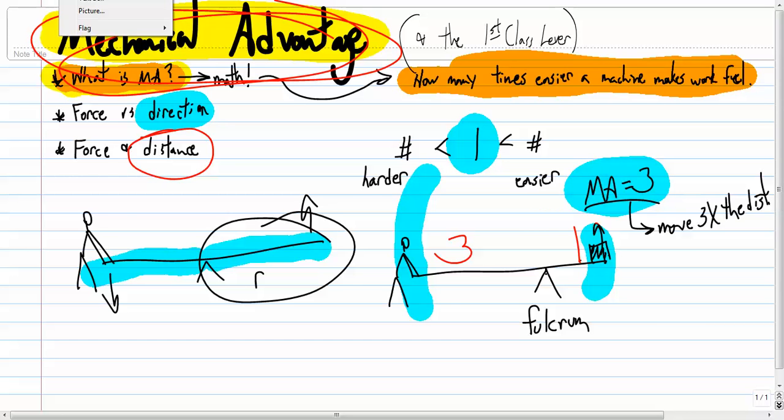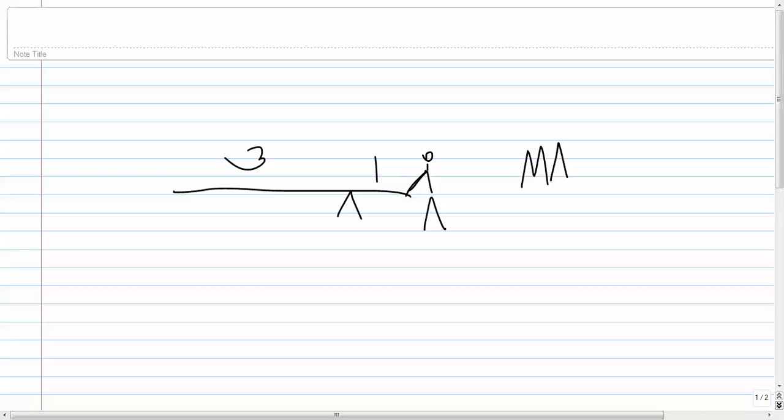So what if you're at the other end? What if we've got our lever, and this end is 3 and this end is 1, but what if we're on this end and we want to push down? Well, the mechanical advantage here is going to be less than 1. The work is going to feel harder. So how much harder? It's going to be 3 times harder. So we would say the mechanical advantage is 1/3, or maybe you'd say it mathematically, it's 0.3 repeating.